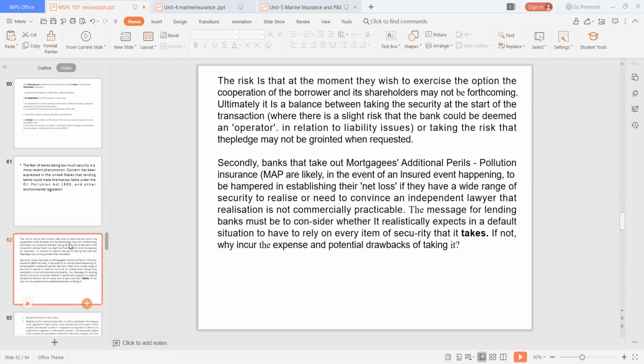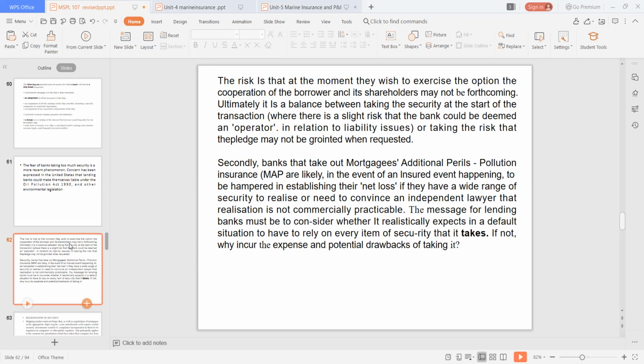Secondly, banks that take out mortgagees' additional perils pollution insurance, MAP. It's called MAP. In the event of an insured event happening, they may be hampered in establishing their net loss if they have a wide range of security to realize or need to convince an independent lawyer that realization is not commercially practicable. The message for lending banks is that it must be considered whether it is realistic to expect, in a default situation, to rely on every item of security that is taken.